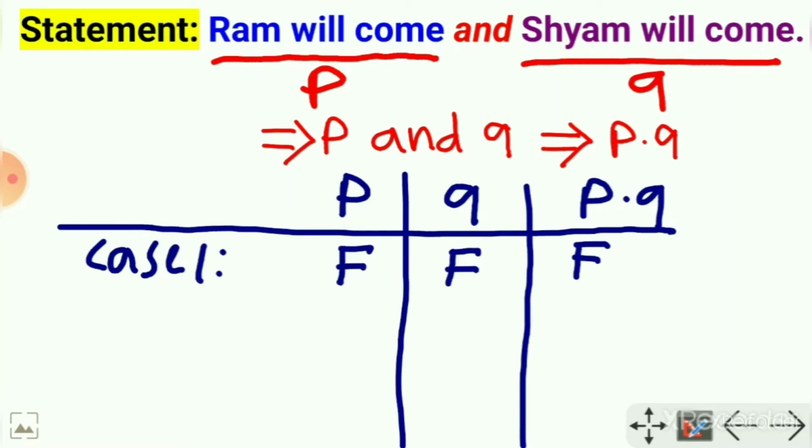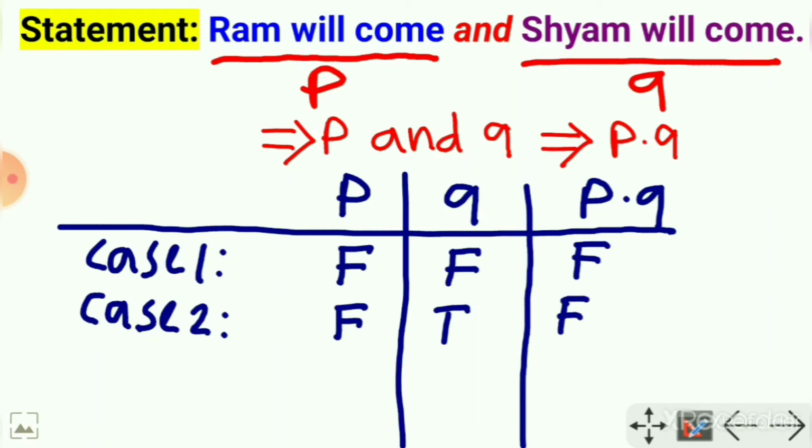I am considering case number 2. It may happen that P statement is false, that means Ram is absent, and Q statement is true, that implies that Sam is present. So what will happen now? Ram is absent and Sam is present. So the statement I gave you yesterday is false.